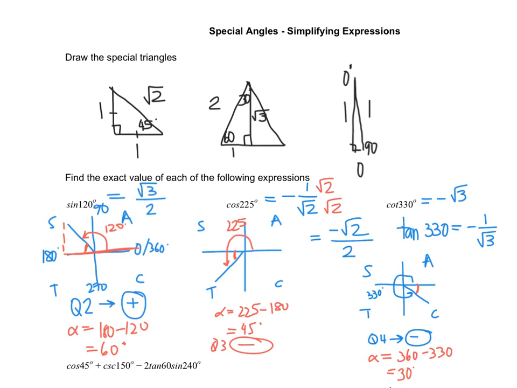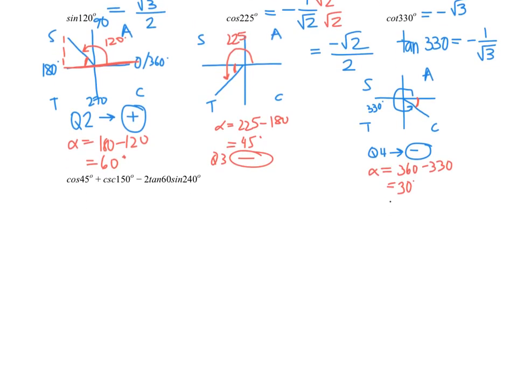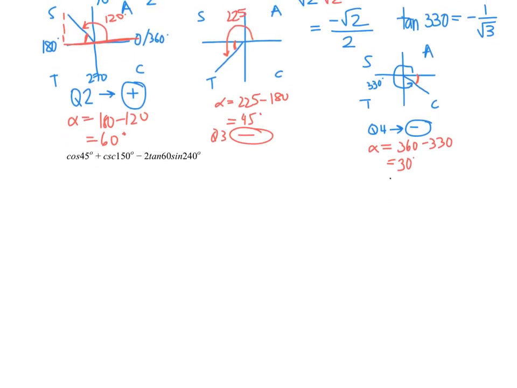And now for our final example, I have a longer expression. So I have cos 45 plus cosecant 150 minus 2 times tan 60 times sine 240. So I have 4 different ratios I have to figure out and put it together. So I'm going to go piece by piece, and I'm going to start with cos 45.